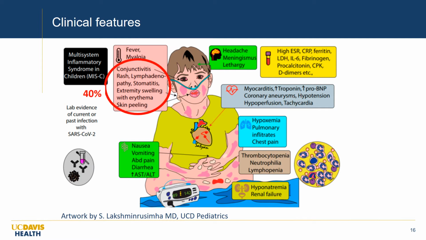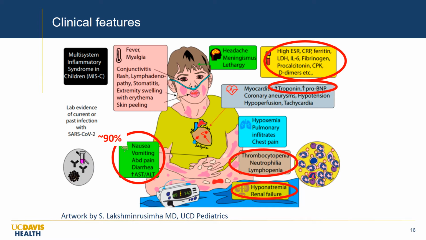About 40% of them have some symptoms that overlap with Kawasaki disease, which include conjunctivitis, rash, cervical lymphadenopathy, stomatitis, so involvement of the lips and mouth and tongue, extremity swelling with erythema, and then finally some of them go on to have desquamation or skin peeling of the hands and feet. Interestingly, about 90% of them, so definitely the majority, do have GI symptoms, including nausea, vomiting, abdominal pain, diarrhea, and a small subset of them have had increased hepatic enzymes.